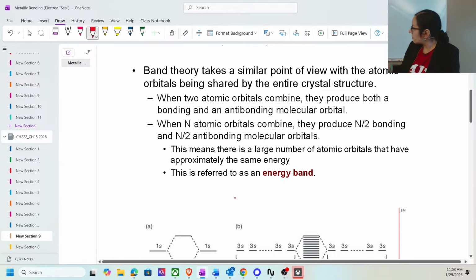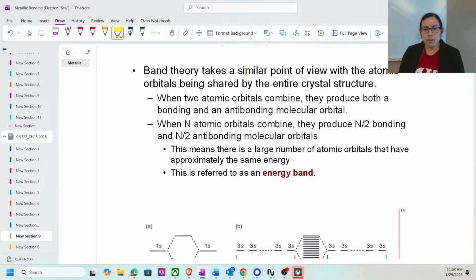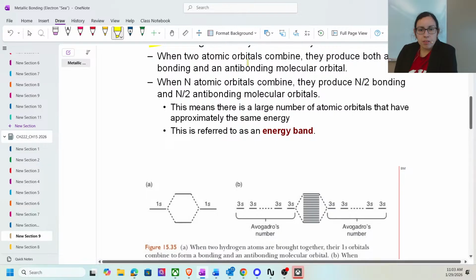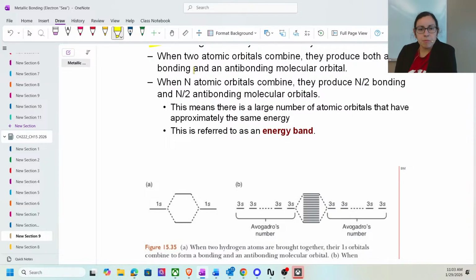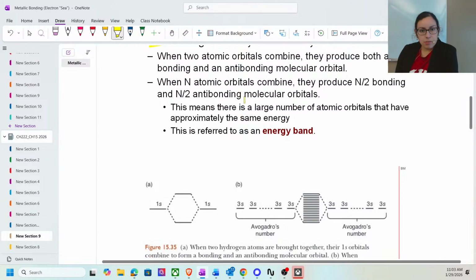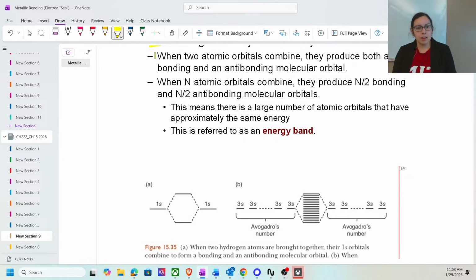Let's read this, and we'll look at these pictures. This band theory starts with our atomic orbitals, but now our atomic orbitals are shared by our entire crystal structure, so there's the idea of delocalization. Just like before, atomic orbitals combine and we have a bonding and anti-bonding orbital. Now we have lots of atoms, n number of atoms.